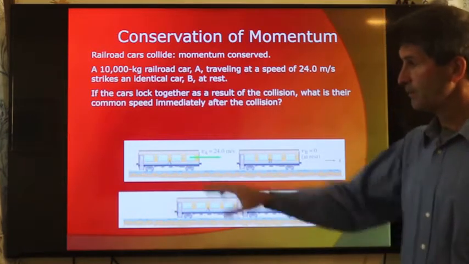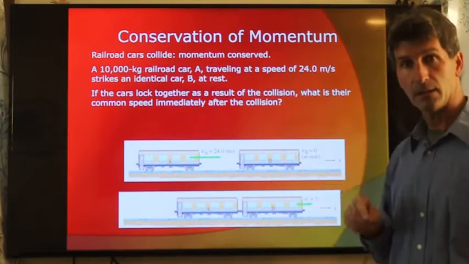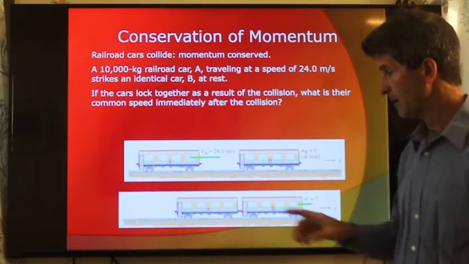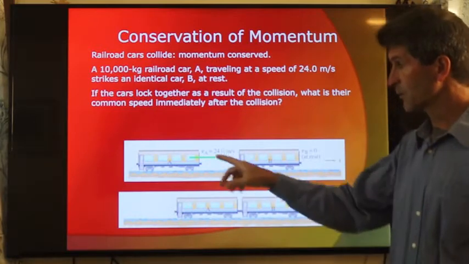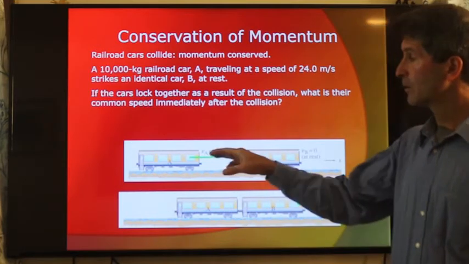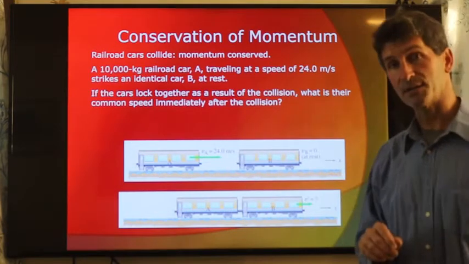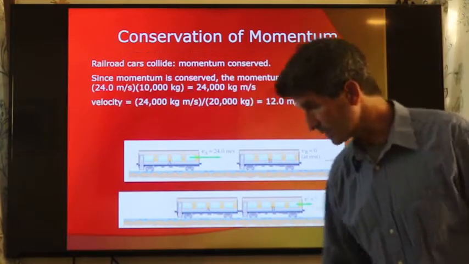Before, this weighed some value m. Now when they're locked together, it's 2m, right? So with twice the mass and still the same amount of momentum, our velocity has to go down by half. Let's see if that's true. We'll do this calculation right here.